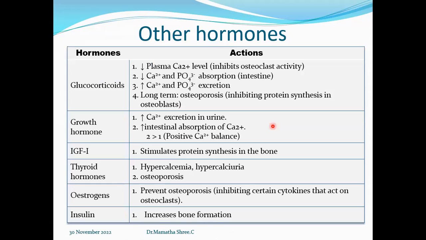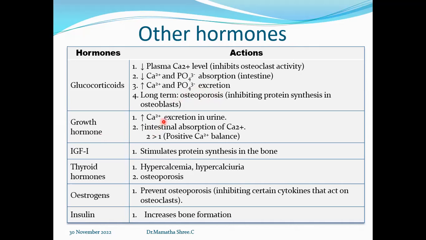Okay, so there are other hormones also that you need to be aware of. That is glucocorticoids, growth hormone, insulin-like growth factor 1, thyroid hormones, estrogens. Glucocorticoids decrease the plasma calcium level by inhibiting osteoclastic activity, and decrease calcium and phosphate reabsorption in intestine. They increase calcium and phosphate excretion in kidney and of course in intestine also. They cause osteoporosis when given long term.